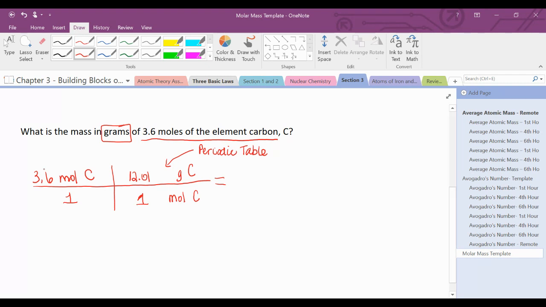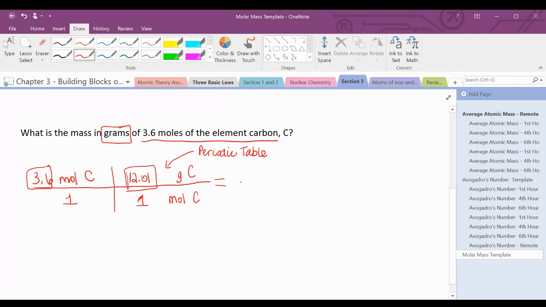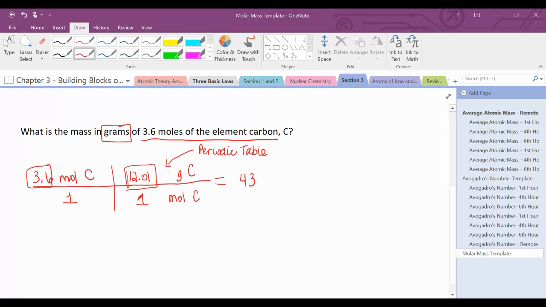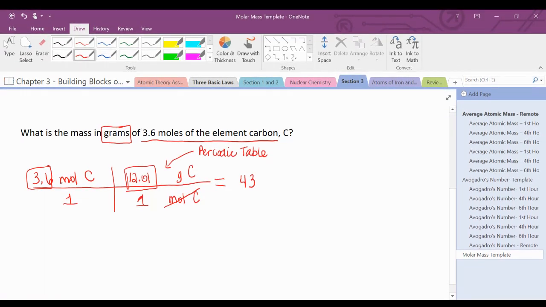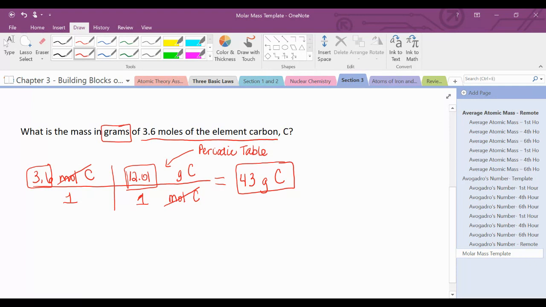So we are going to look at both numbers that you're multiplying together, and you're going with the fewest total sig figs. So 3.6 has the fewest, it only has 2. So my answer is going to have 2. I'm going to label this as 43. And then my moles of carbon units would cancel. This would give me grams of carbon as my final answer. So that's our problem number 1.